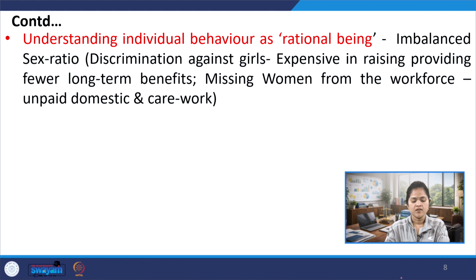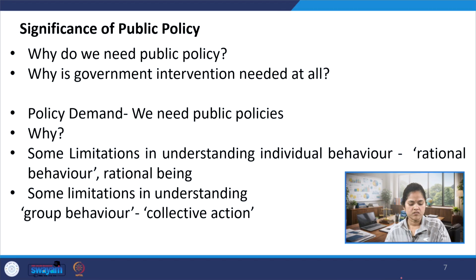In order to understand this individual behavior as a rational being, we can take some examples. First of all, let's understand what is rational behavior and rational being. It is assumed that all human beings behave rationally, so they try to maximize their utility, right, for their own interest, for their self-interest. So they behave rationally, and that is the reason it is assumed that human beings in economic activities behave rationally, and that is the reason it is known as rational behavior or rational being. Human beings are rational beings.